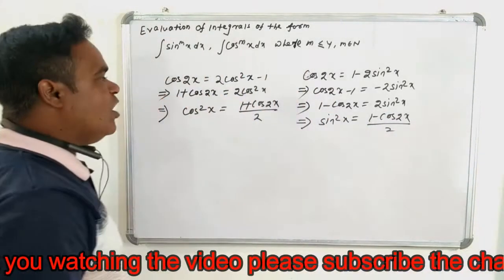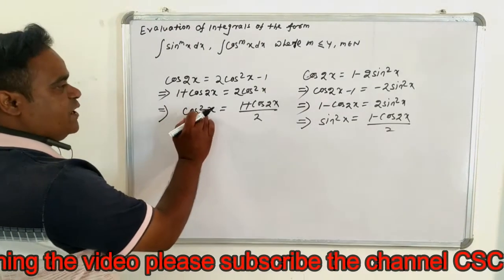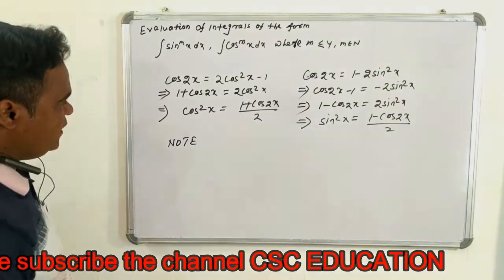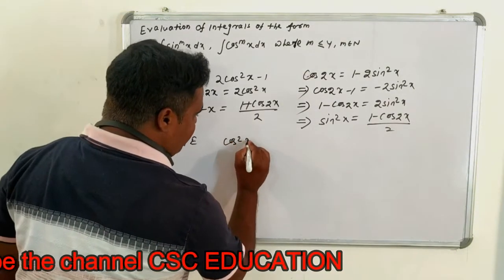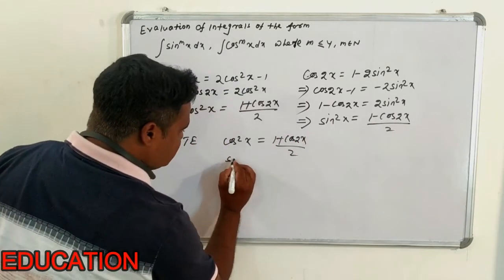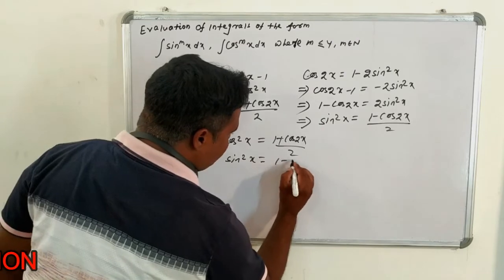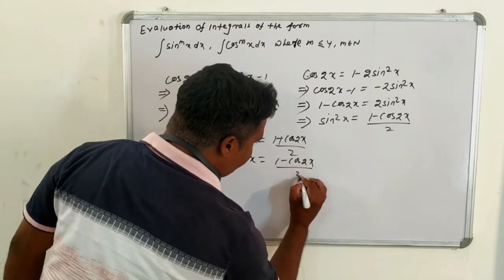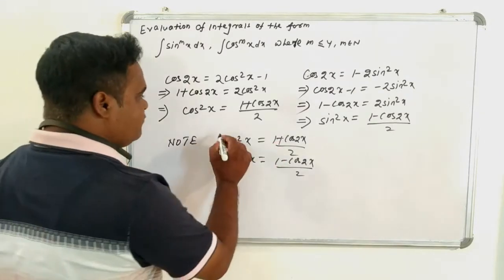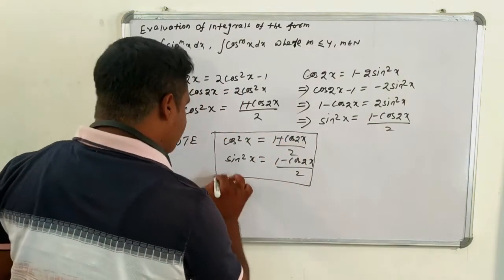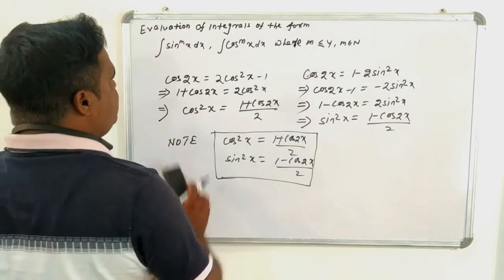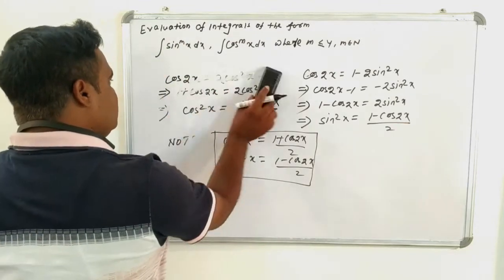In simple form, note that cos square x equals 1 plus cos 2x divided by 2, and sine square x equals 1 minus cos 2x divided by 2. Both are in cos form, but one has plus 1 and the other minus 1. Okay, these are the formulas to solve this type of question. Alright, so I now discuss this type of question.